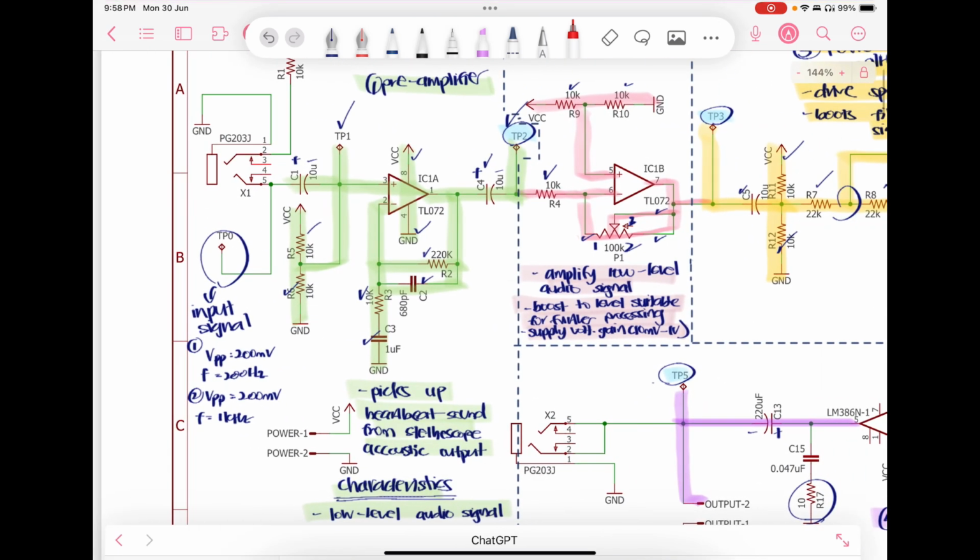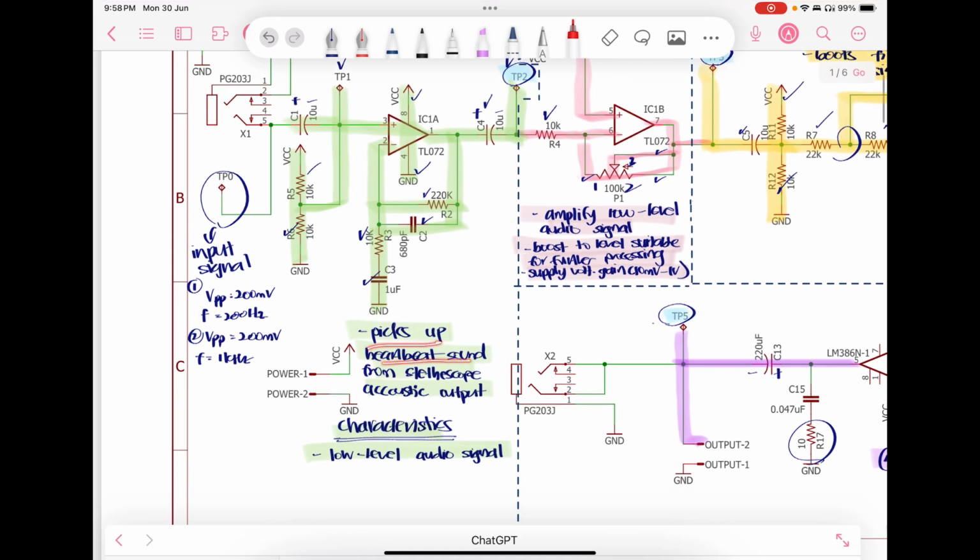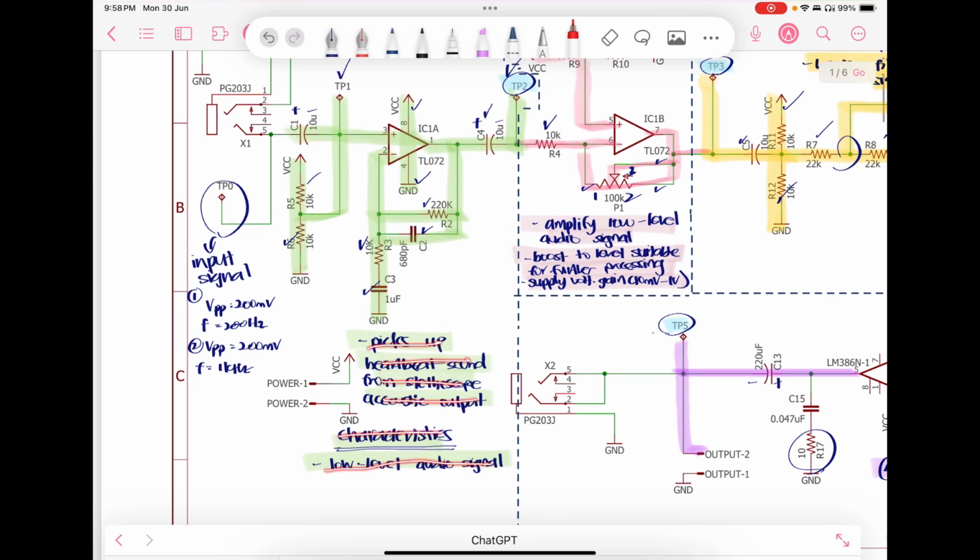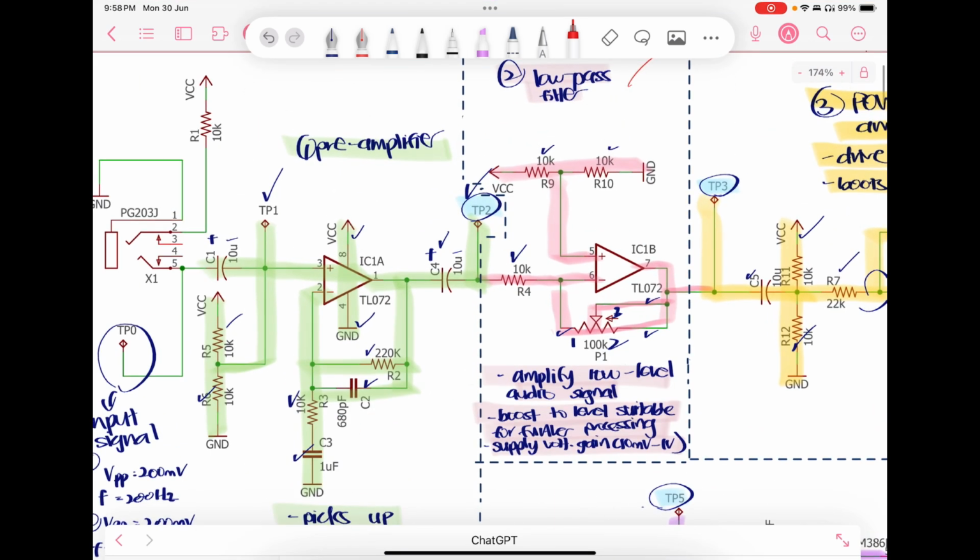So the very first stage, it picks up the heartbeat sound from the stethoscope acoustic output. Its characteristic is that it has a low-level audio signal. The second stage amplifies the low-level audio signal, boosts it to levels suitable for further processing, and supplies voltage gain, which is around 10 millivolts to 1 volt.